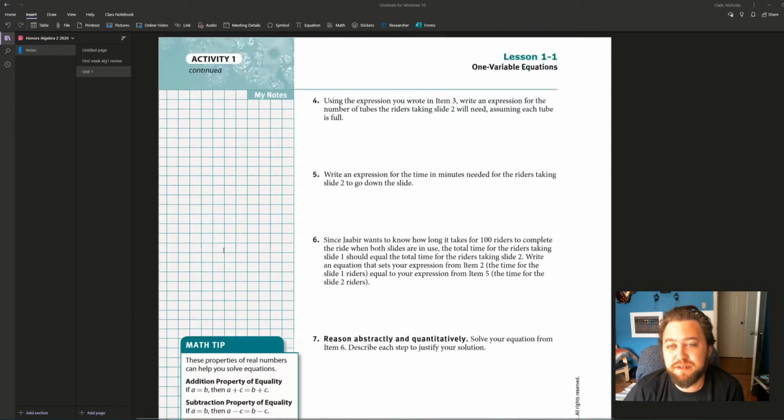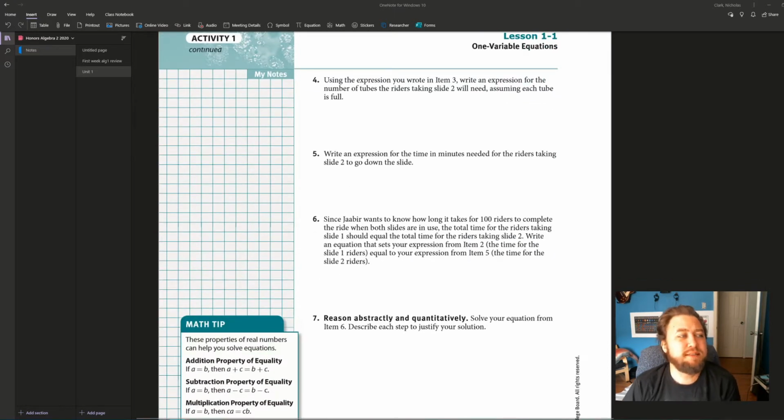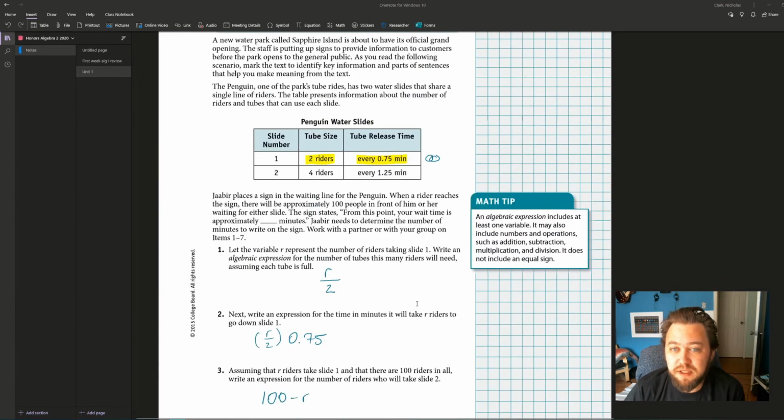All right, what's our next task? Number 4. Using the expression that we wrote in item 3, write an expression for the number of tubes the riders taking slide 2 will need, assuming each tube is full. So let's go back to our table and look at tube size for slide number 2. In this case, it's 4 riders. So I guess it looks like a clover, maybe? I don't know. I like to visualize things. I'm thinking maybe it looks like, yeah, a clover.